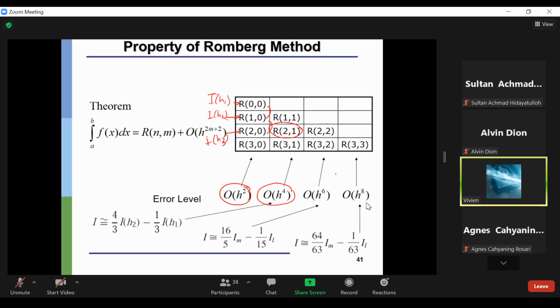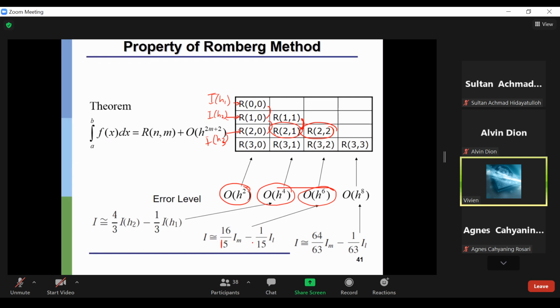And then if we want to increase further to sixth order accuracy, we combine the values R21 and R11. Now, how to combine that? Because now we want to get to a higher order, not the same as the fourth order, so the equation will be different. So when we calculate R22 here, this is a correction, yeah. So this should be 16 over 15. So please correct that, as well as in the book. So this should be 16 over 15 IM minus 1 over 15 IL.